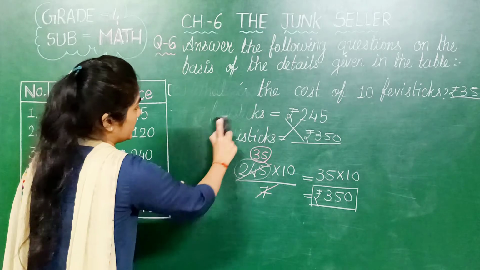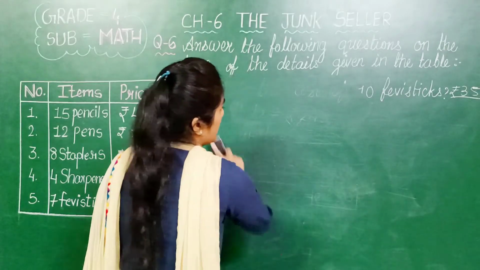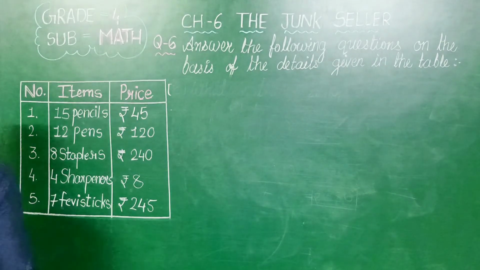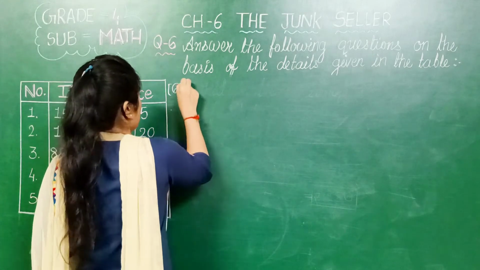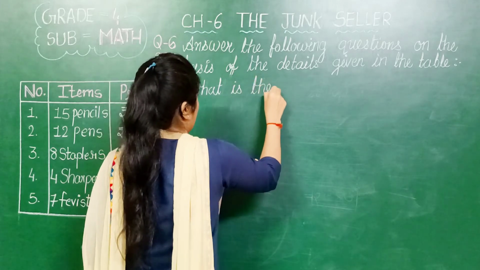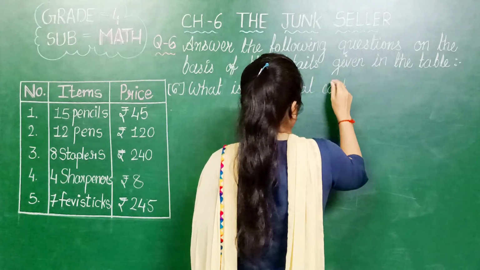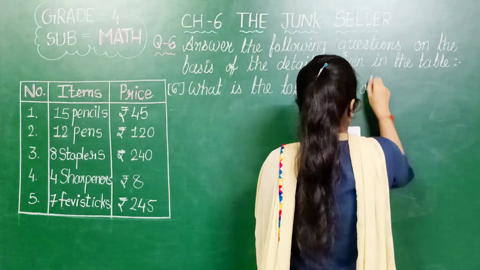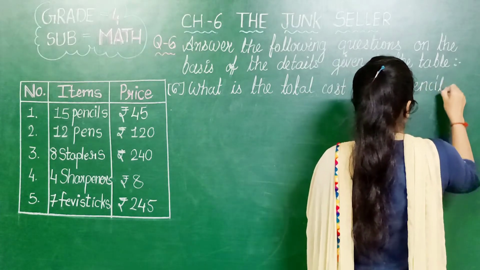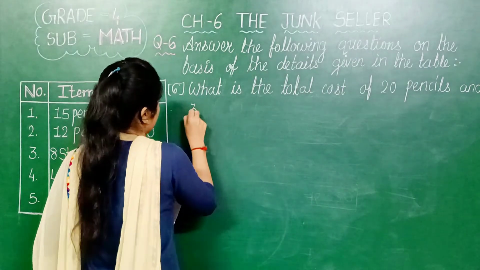These two questions are a little bit different from this question number 5. See, question number 6 is: what is the total cost of 20 pencils and 3 staplers?